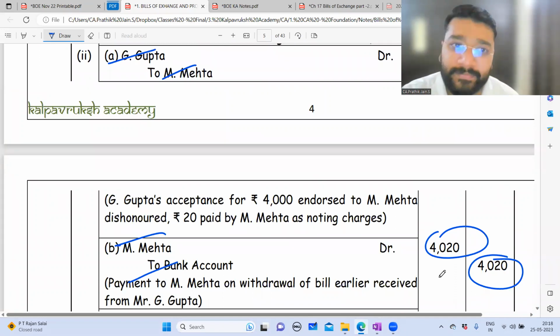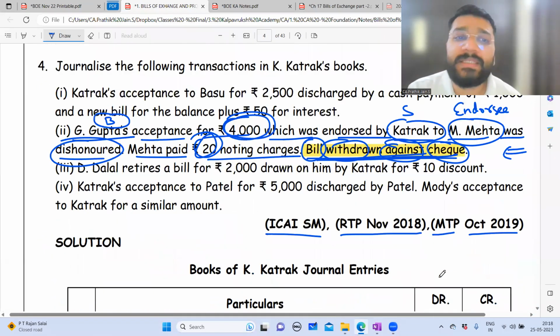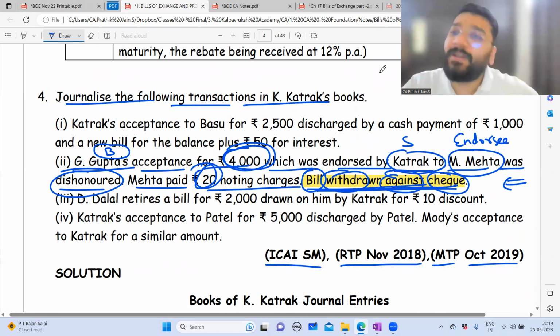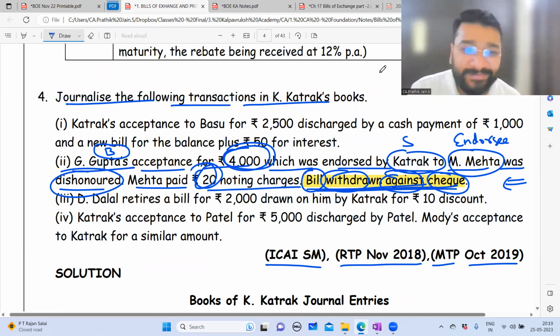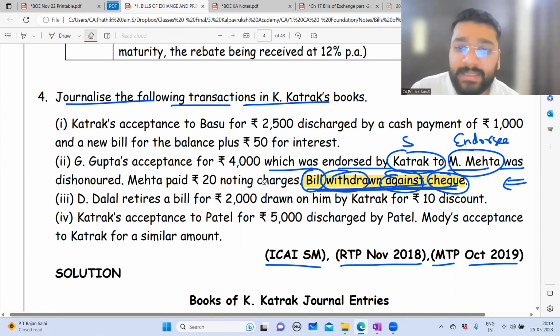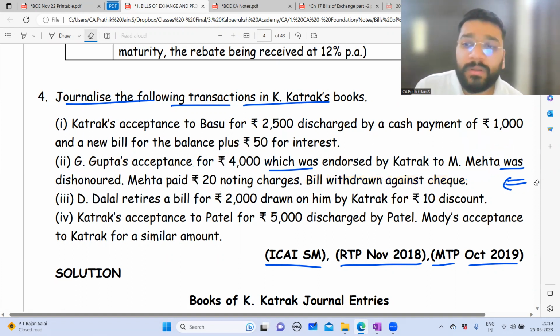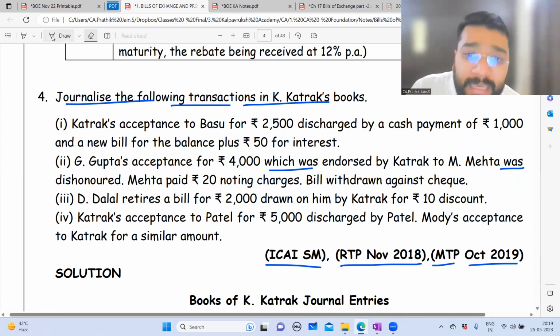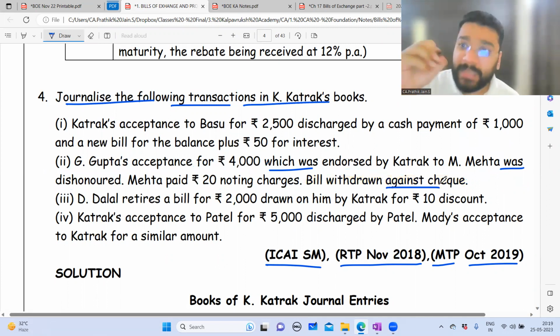Now you're able to understand. So the entire question is revolving around, guys, dishonorment entry. Journalize the following transactions in Katrak's books in the case of dishonorment. They should have given that word to make our life easy. But why will they make our life easy? Correct? So please take a highlighter and highlight this point. Bill withdrawn against cheque is nothing but Katrak has withdrawn the bill from Mehta by making him the payment by cheque. Please make a note in your own language.